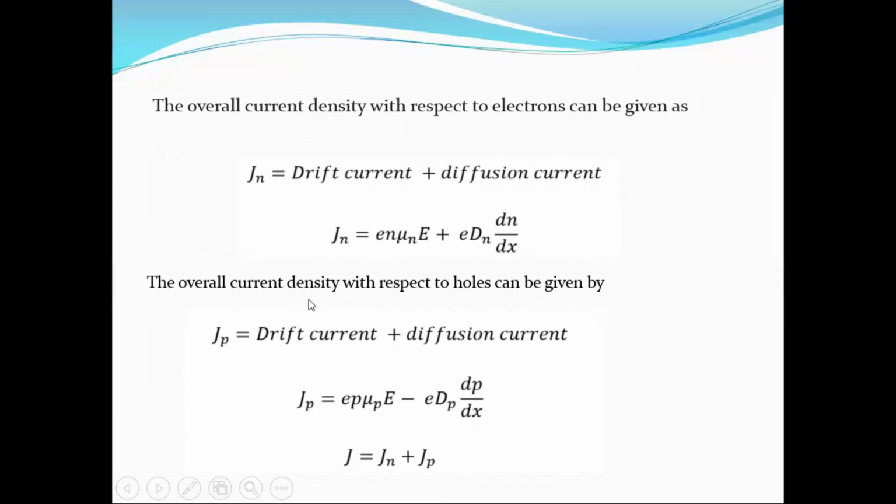Similarly, the overall current density with respect to holes can be given by Jp equals drift current due to holes plus diffusion current due to holes. So Jp equals e p mu p E minus e Dp dp/dx. And the overall current density is given by Jn plus Jp.